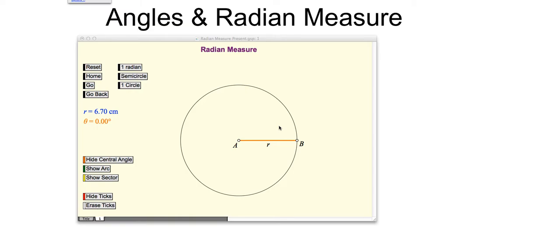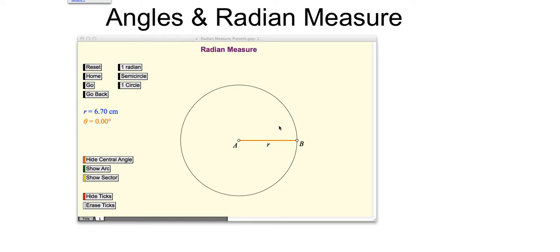So in this video we're going to talk a little bit about angles and radians and how you convert back and forth between degrees and radians. And you may remember from previous lessons that a radian is defined as the measure of a central angle whose intercepted arc is equal to the radius.